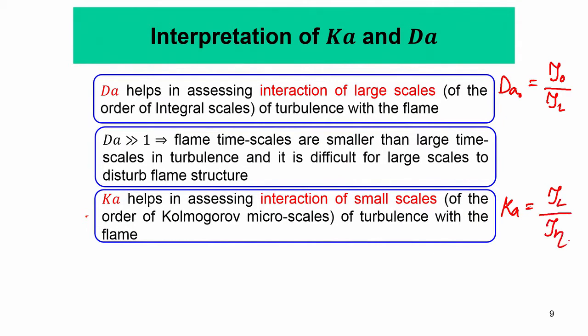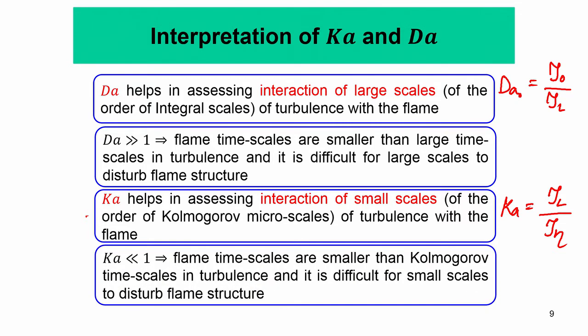So, it essentially assesses the interaction of small scales of turbulence with the flame, and this helps in telling us how much mixing it can do inside the flame structure. Okay, mixing of fresh reactants with the intermediates or the intermediates with the products, and all these sort of things it can tell. Now, the Karlovitz number much less than 1 means the flame time scales are smaller than the Kolmogorov scales in turbulence, and it is difficult for the small scales to disturb the flame structure.